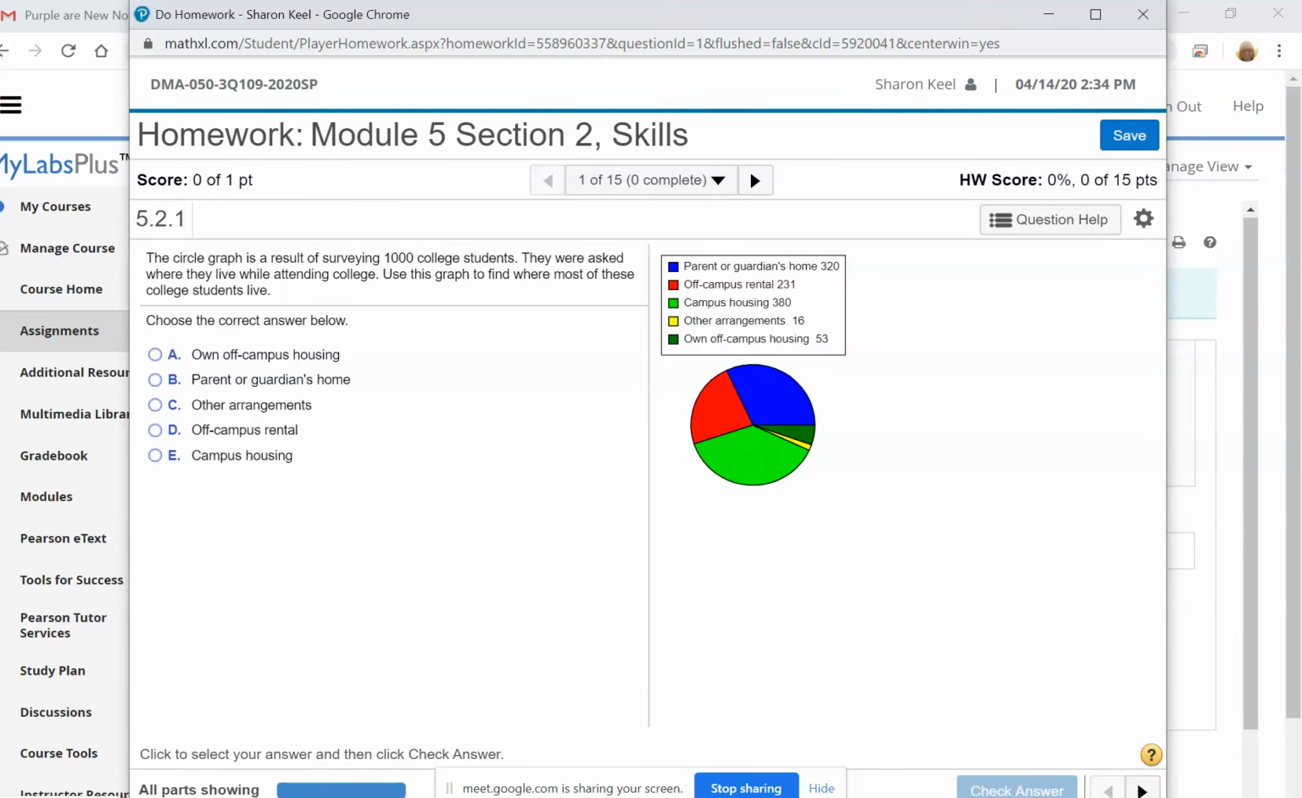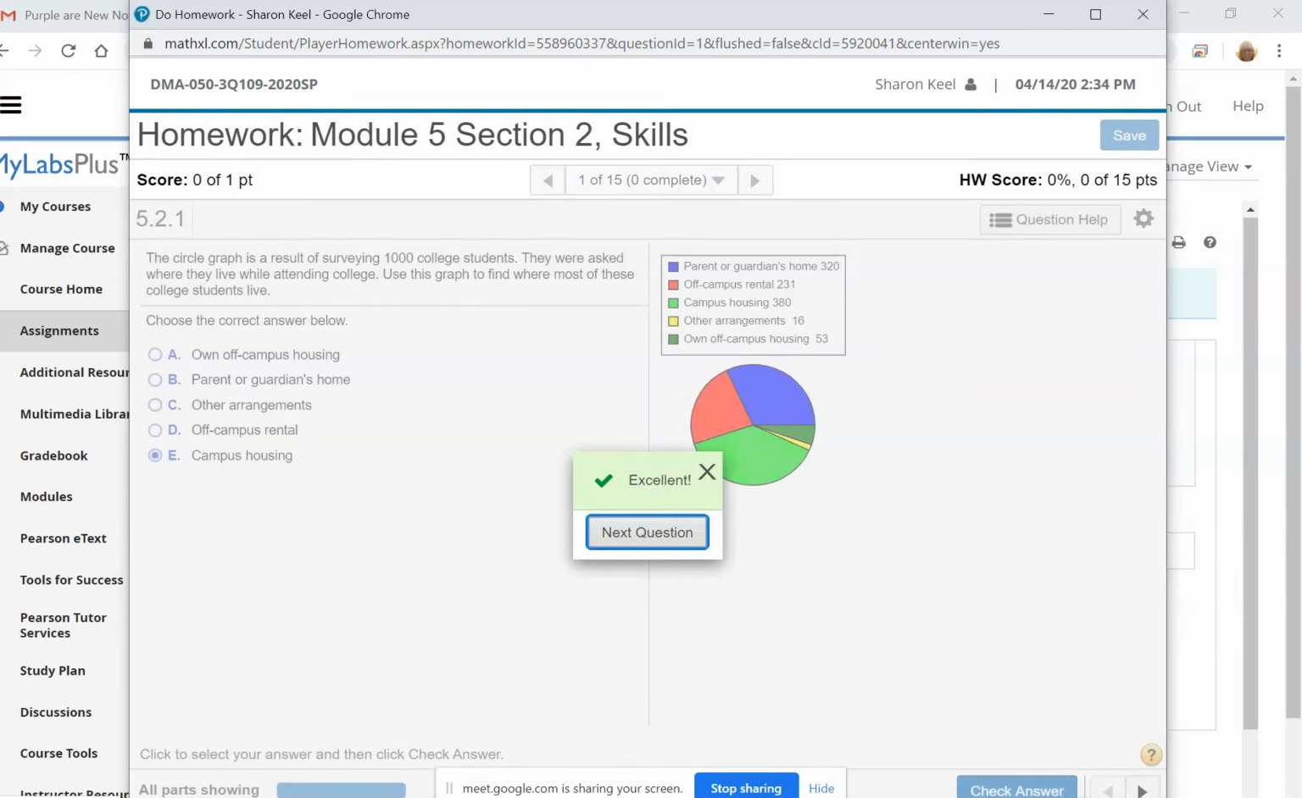So here the entire circle represents 1,000 college students. They were asked where they live while attending college. Use the graph to find where most of these college students lived. Most of them lived, and you could look at which piece appears to be bigger. It's either the blue or the green. The blue is 320, the green is 380. So it would be the campus housing would be where the majority of the students were living.